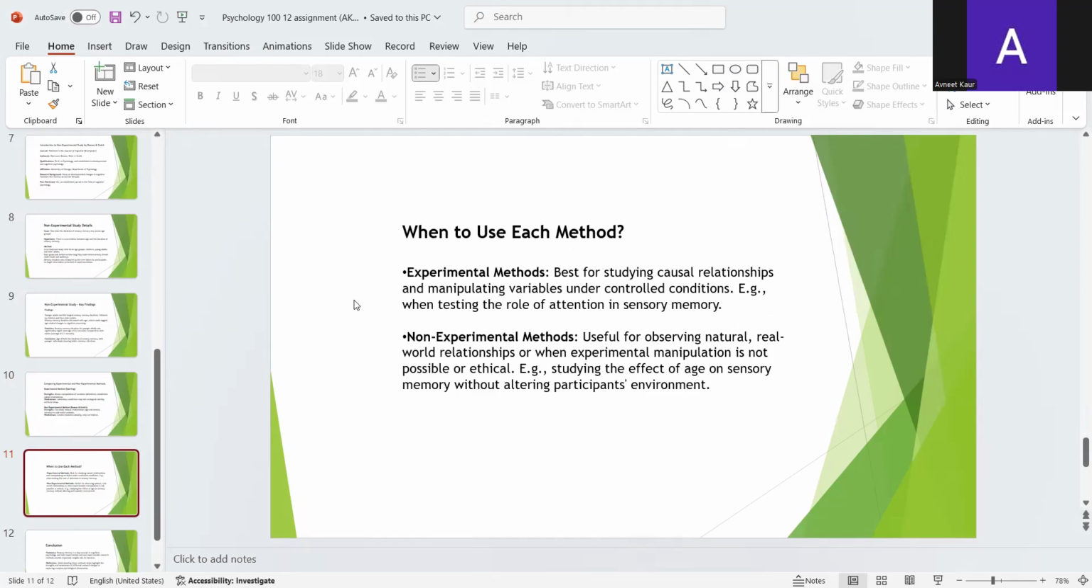So, when to use each method? There are basically some conditions for using these methods. The experimental method is best for studying causal relationships and manipulating variables under controlled conditions, whereas non-experimental methods are useful for observing natural real-world relationships or when experimental manipulation is not possible.